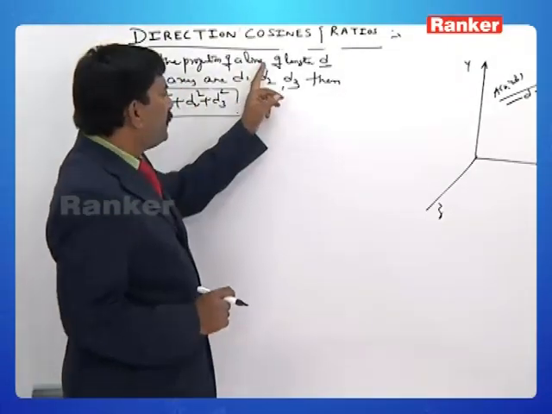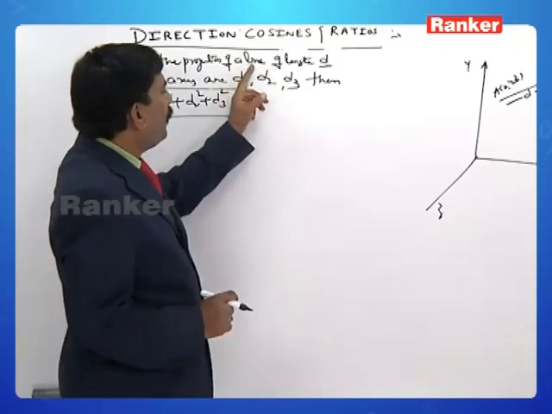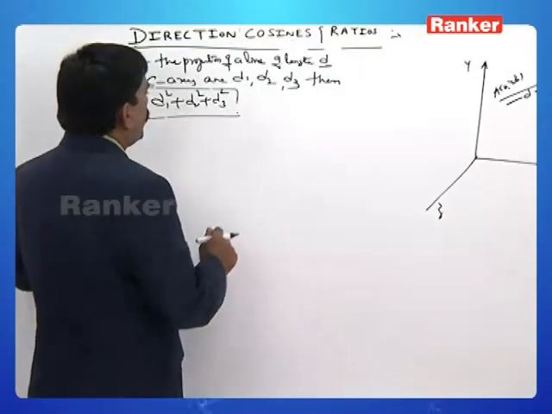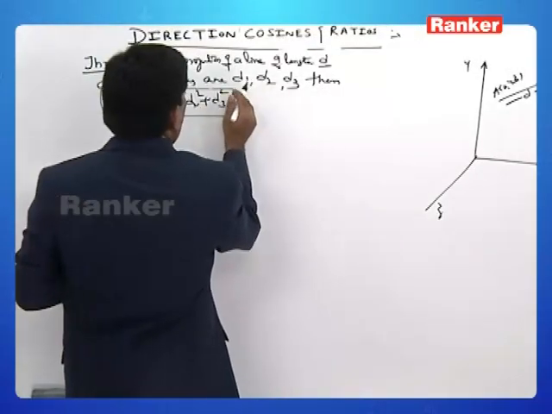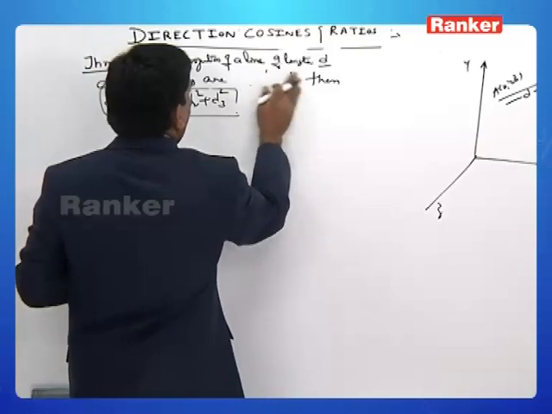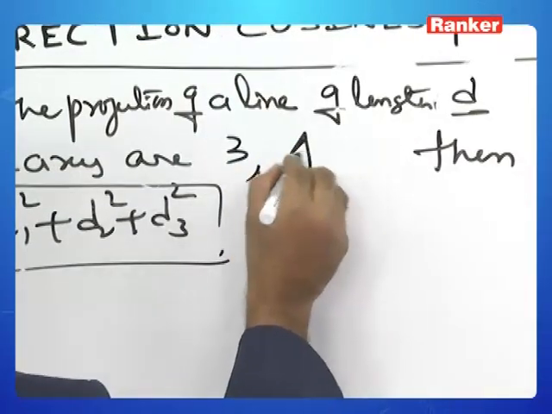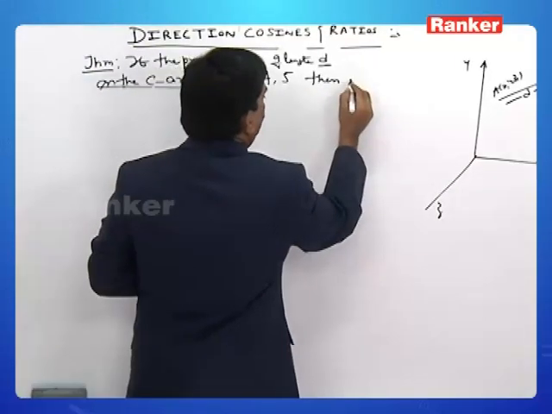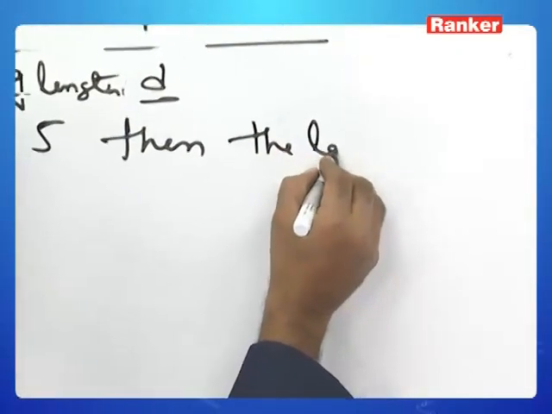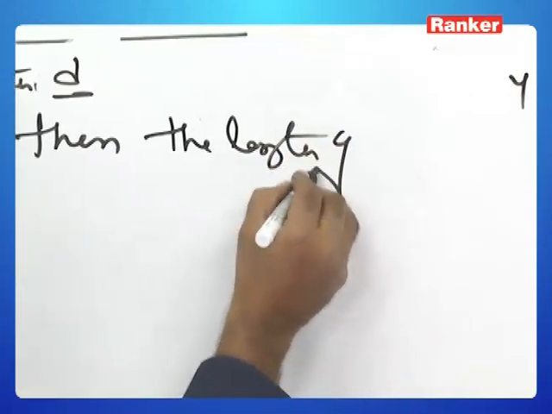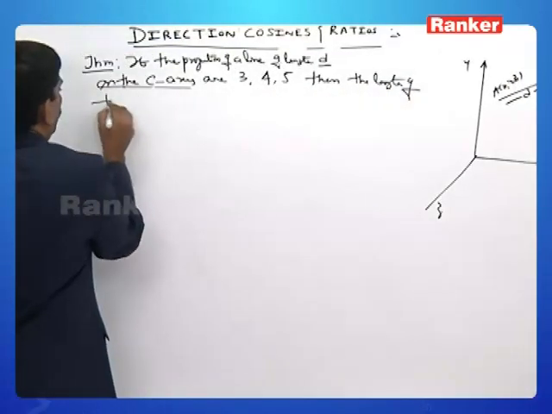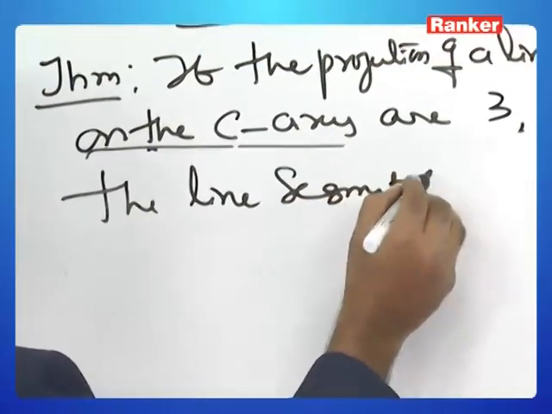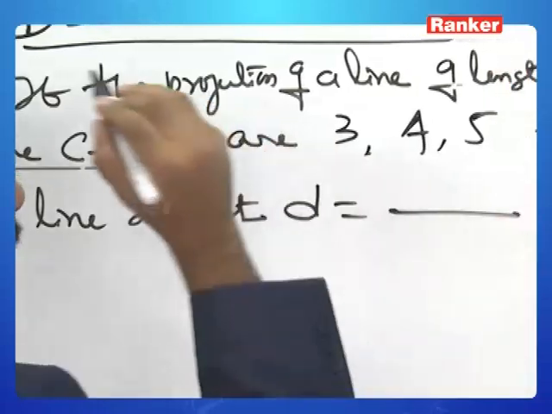The projections of a line of length d on the coordinate axes are, let us take 3, 4, 5. Then the length of the line segment, that is d, is equal to dash.